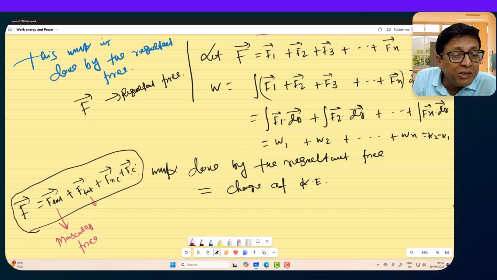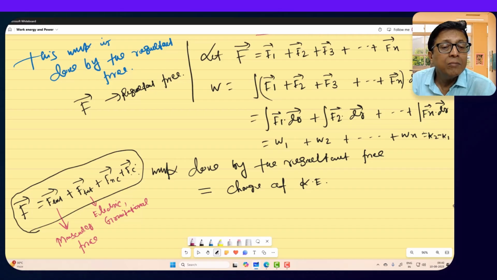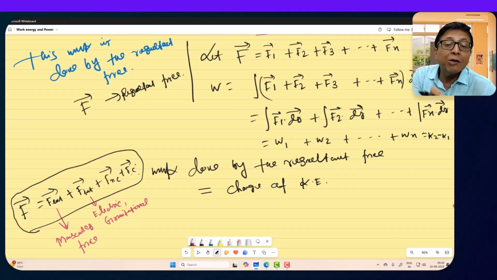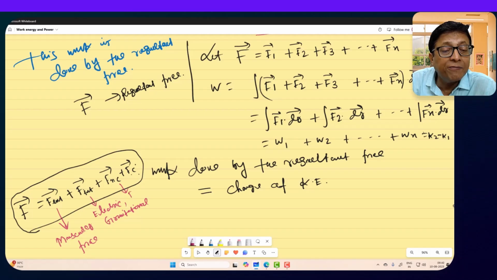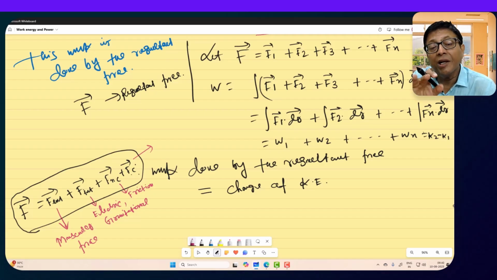F internal force is what? It may be electrical, it may be gravitational, because electric force acts between two charged particles, gravitational force acts between two masses. Non-conservative force: already we have studied friction here. This is force of friction. Conservative force may be a force where net work done is 0.